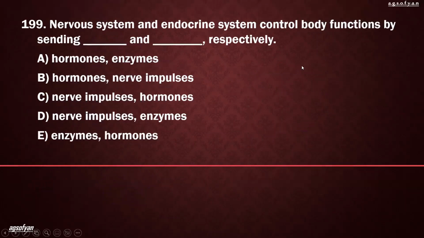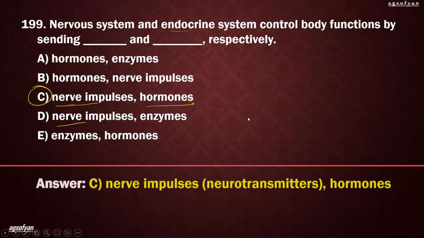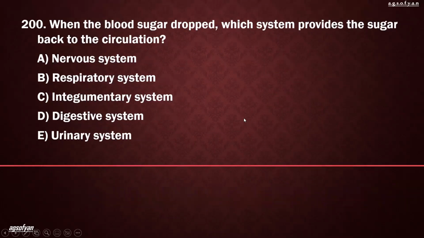Nervous system and endocrine system control body function by sending. What does the nervous system produce? It's called nerve impulses. And the endocrine system produces hormones. So which one is it? C. Nerve impulses and hormones. When the blood sugar drops, which system provides the sugar back to the circulation? You actually have to take it from your food. The digestive system will provide your glucose. You have to eat.